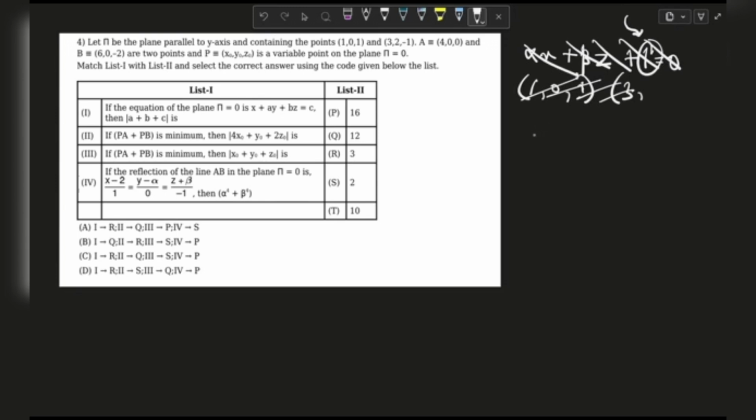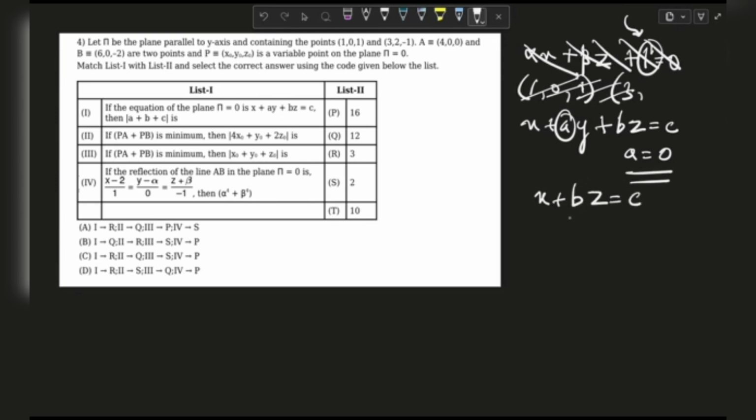So basically our coefficient of x is given as 1. So that's what we will actually do here. I'm writing this as x plus ay plus bz equals c. And now we don't have to worry about a. A will already be 0, right? Because it's parallel to the y-axis. So x plus bz equal to c is our actual equation that we need to solve.